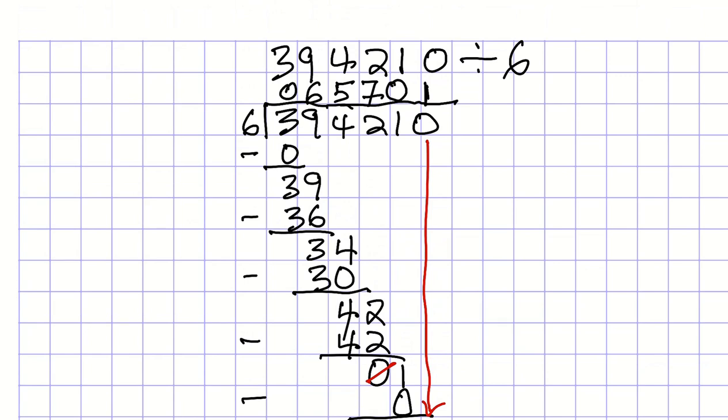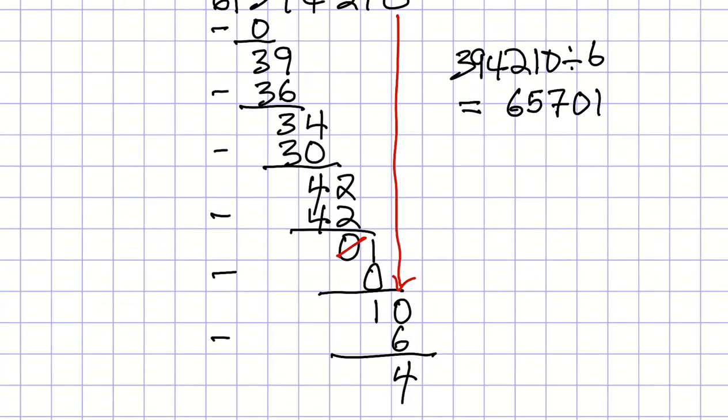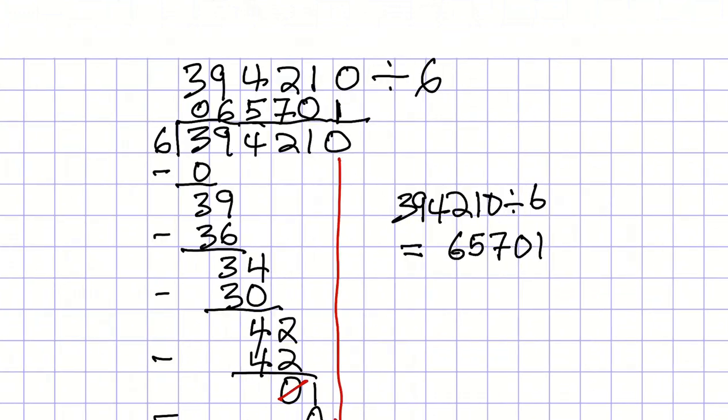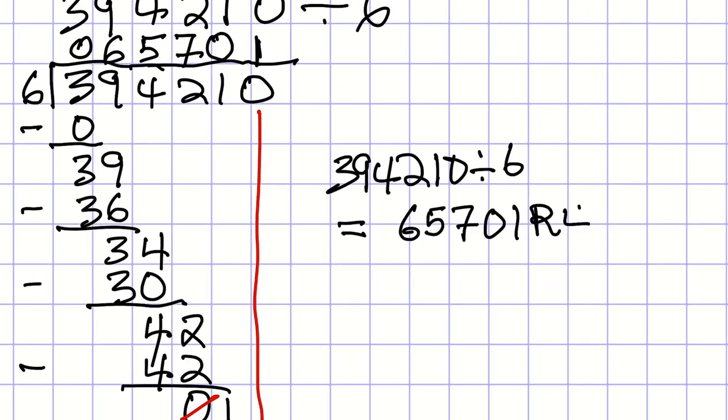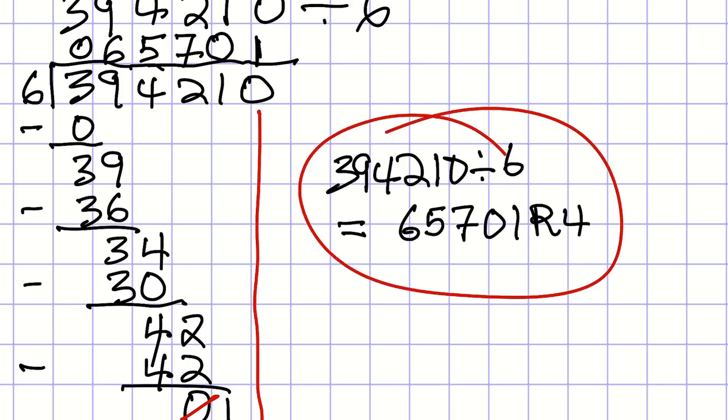The solution is, if you have 394210 divided by 6, the solution will be equal to 65701, and the remainder is what? The remainder is 4, right? The remainder is 4. That's the solution right there.